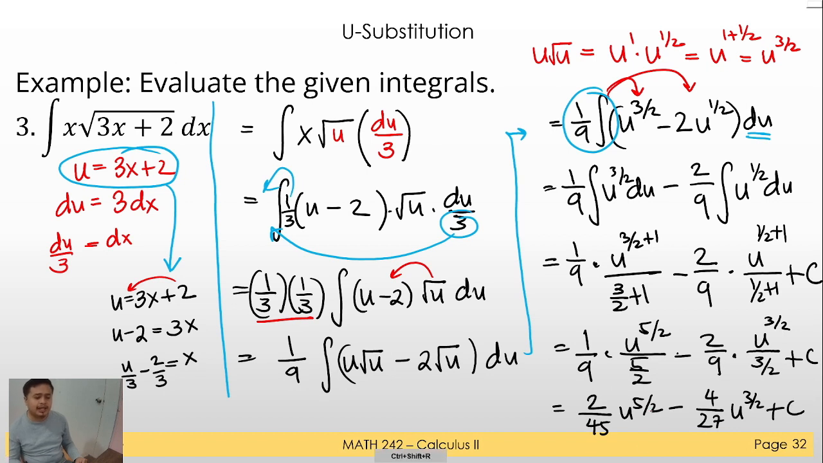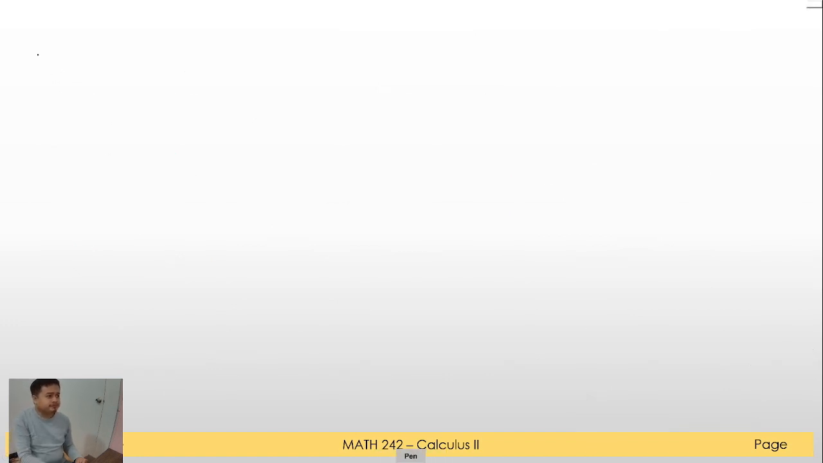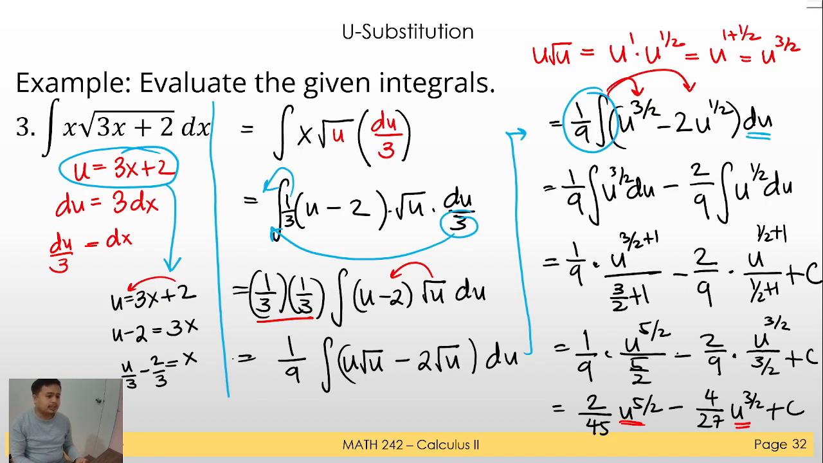So is this your final answer? Not yet. You have to change this up again to its original variable, which is x. So you have u is equal to 3x plus 2. So changing this up, we have 8 over 45. So u here is 3x plus 2.